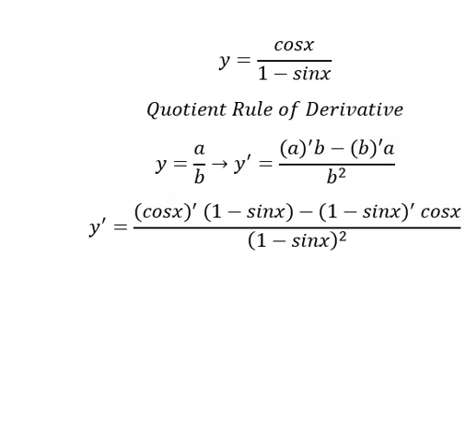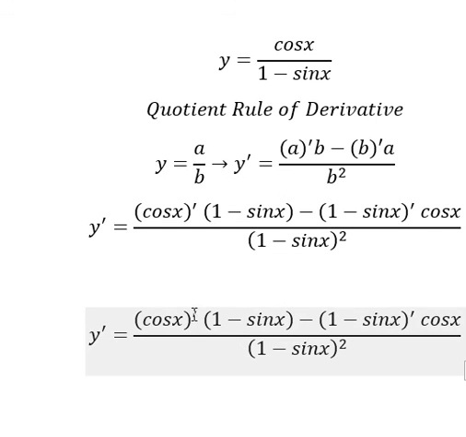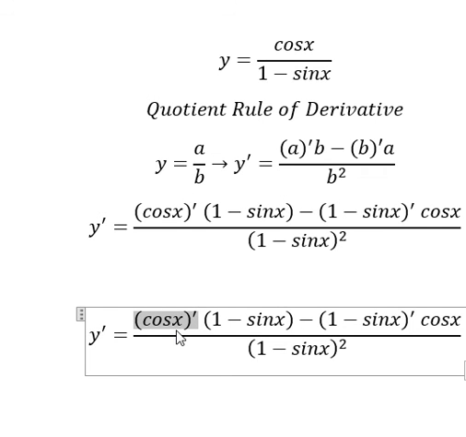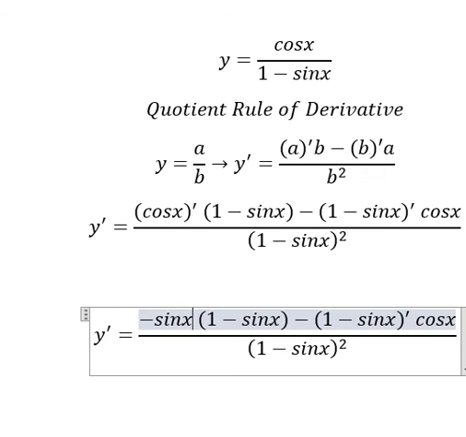So first, the derivative of cosine x, we have negative sine x. The derivative of number 1, this is a constant, so you get number 0. This one we have cosine x.